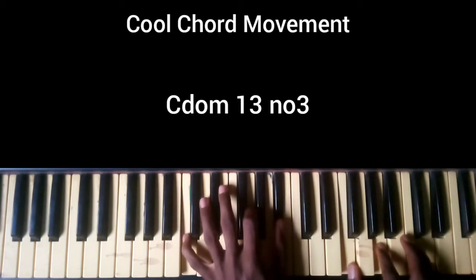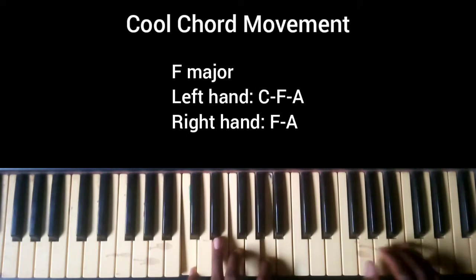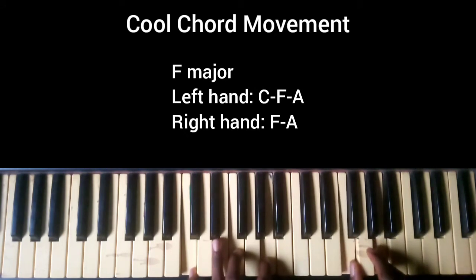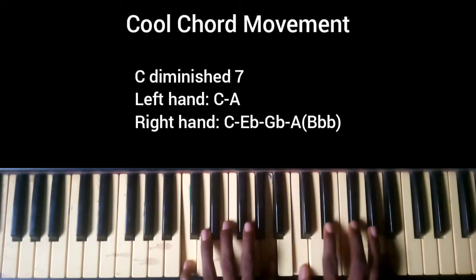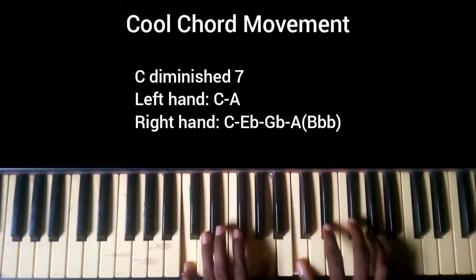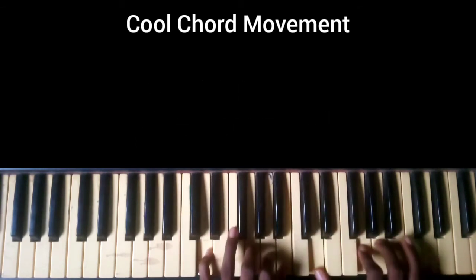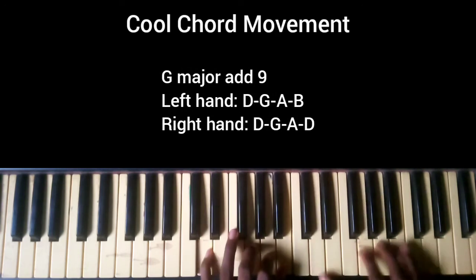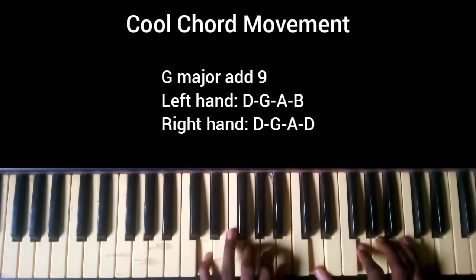Then the next chord we played was the F major chord, C, F, A on the left hand and F, A on the right hand. Then we went to the C diminished 7 chord, C, A on the left hand, and C, E flat, G flat, A on the right hand. The last chord in the progression is the G major add 9 chord. You play D, G, A, B on the left hand and D, G, A, D on the right hand.